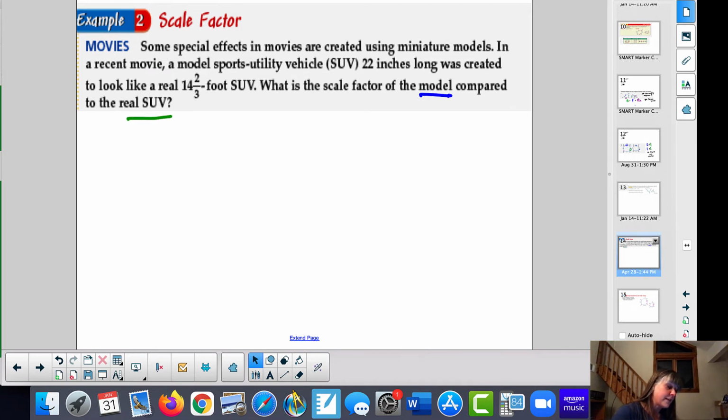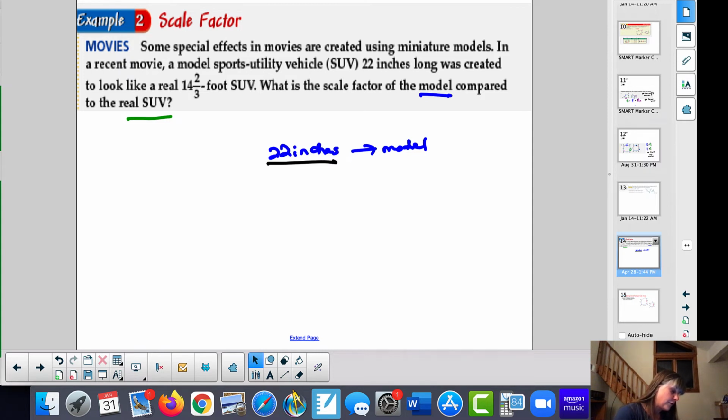SUV. Now, it doesn't matter if I change feet to inches or inches to feet. It's easier to change feet to inches because you just multiply by 12. So that's what I'm going to do. I'm going to keep it in inches. So I have my 22 inches for my model. And then I'm going to have my 14 2/3 foot, which I need to change to inches.